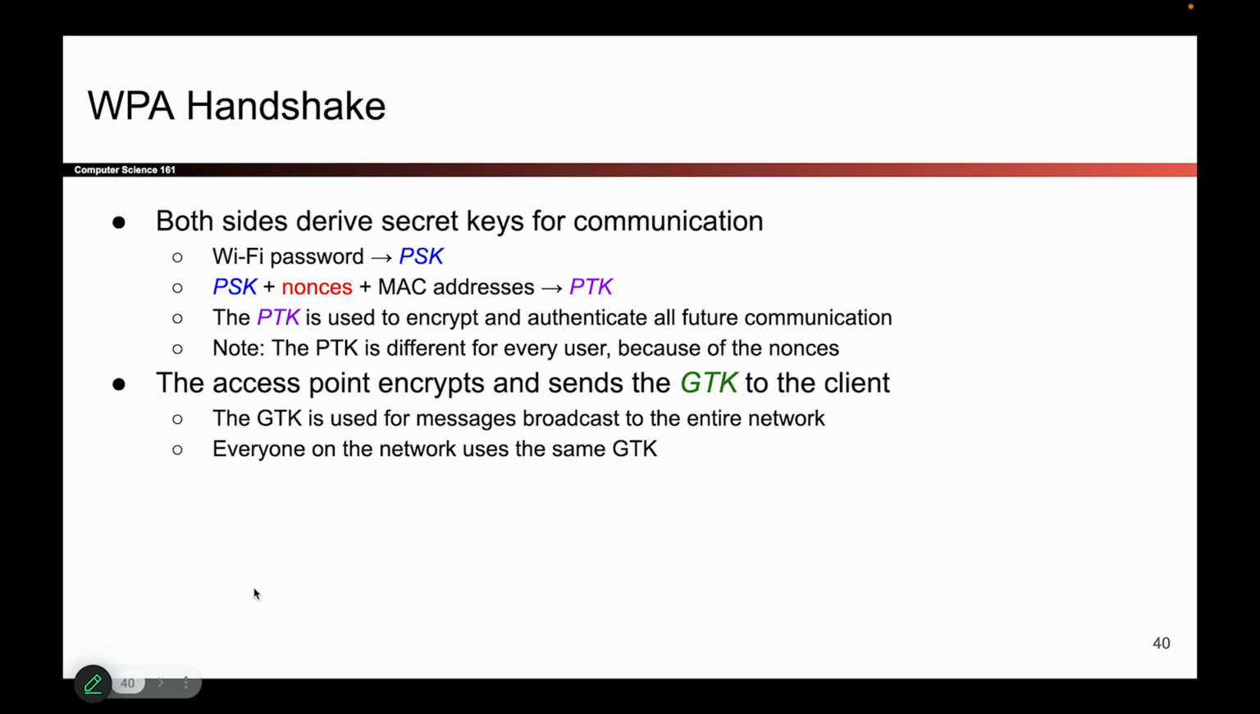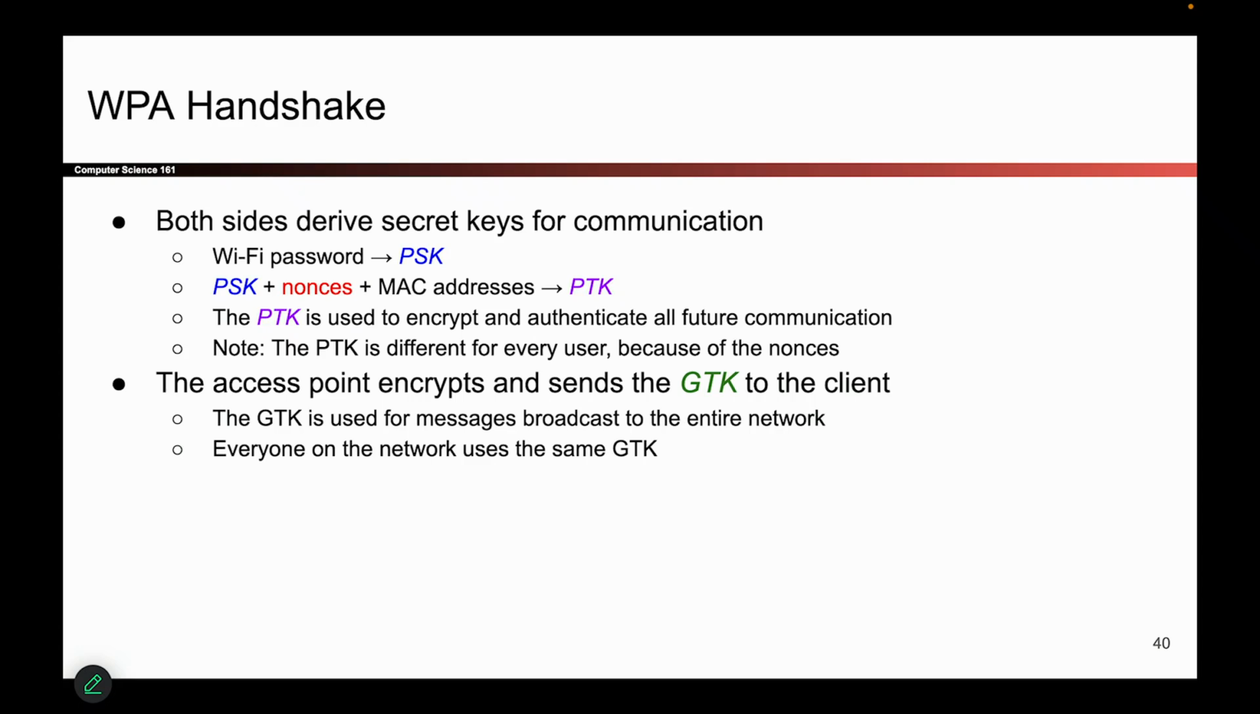Okay, so now that we have the handshake down, let's think about some properties of the handshake. One property is that both sides derive a secret key that they can use to communicate. Because of the process where we take the Wi-Fi password, derive the blue key, and then that blue key is then used to derive this key in purple, it means that this purple key, somewhere in it, has the Wi-Fi password as one of its components.